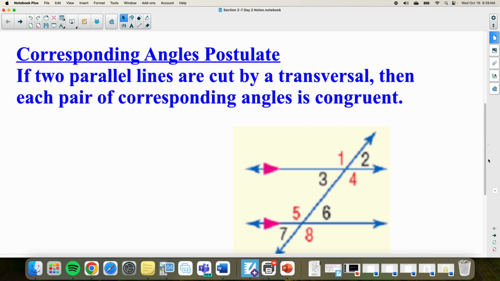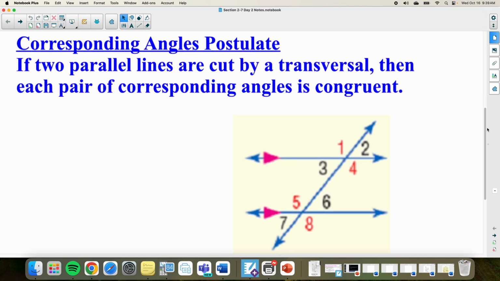Okay, so yesterday, first of all, to remind you, corresponding angles were in the same position. So if I said angle 1, which angle down there was in the same position as angle 1? 5, right? And then wasn't it 2 and 6, 3 and 7, and 4 and 8?